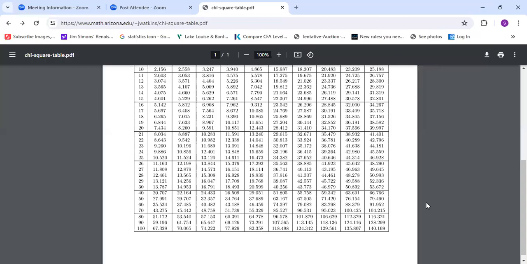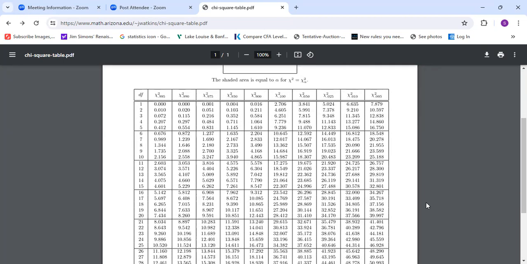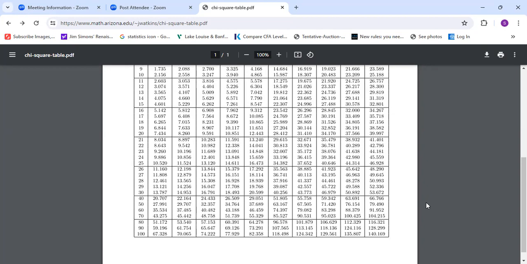So this is the table, and I typed chi-square table in Google, and it gave me this table from University of Arizona. I looked at the intersection of the last row, 100, with the third column, 74.222. This is chi-square 0.975. I also looked at the intersection of a horizontal line through 100 and a vertical line through the third column from the right, and it's 129.561.